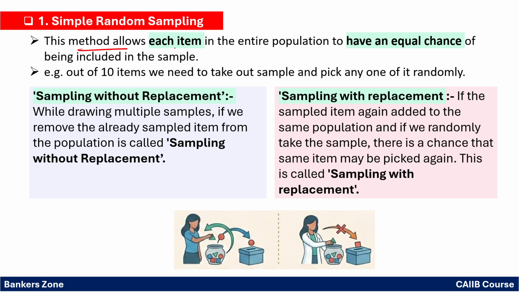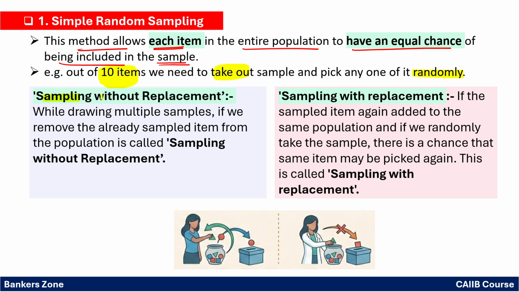This method allows each item in the entire population to have an equal chance of being selected or included in the sample. For example, if you have 10 items and you are taking out one sample, every item out of the 10 will have an equal chance of getting selected, because you are selecting randomly. Now we can classify it into 2 categories: with replacement and without replacement.